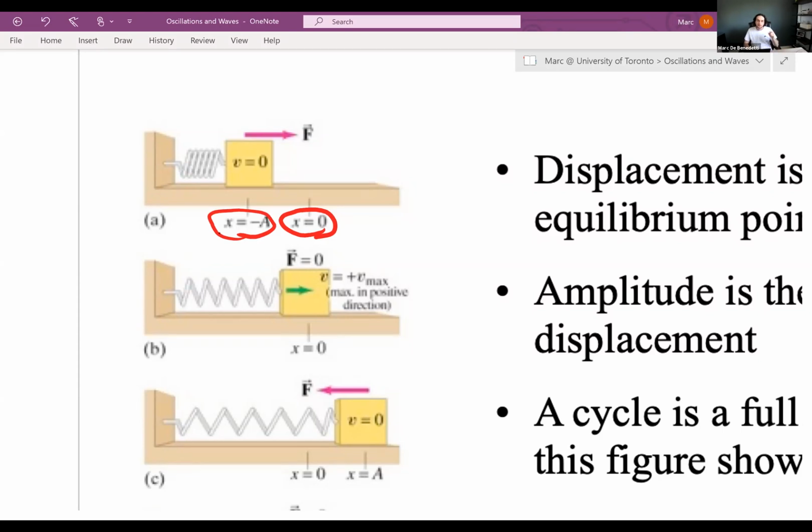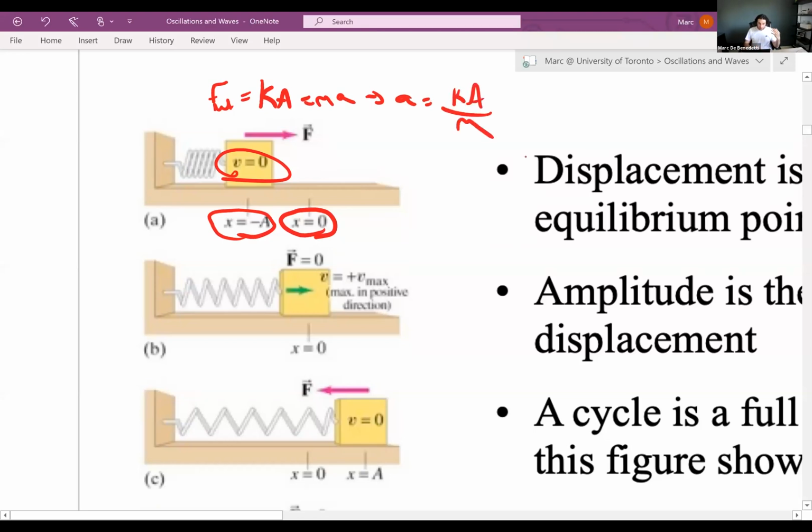At that time, before you let go, the initial speed is 0, because you haven't let go yet. But there's a net force on it. The net force is kx, or in this case, because it's at A, the net force is kA. So this will have an acceleration of kA over m. If there's an acceleration, then it's going to move forward. So if I let go, it's going to take all of the spring energy it had at point negative A and transform it into kinetic energy, and that's what carries the block forward.